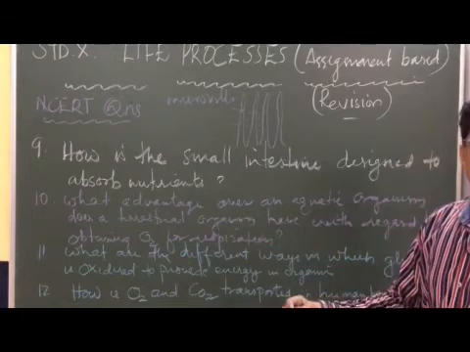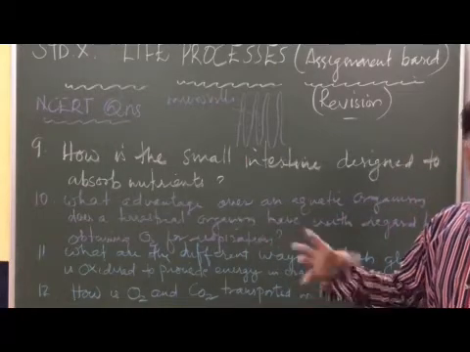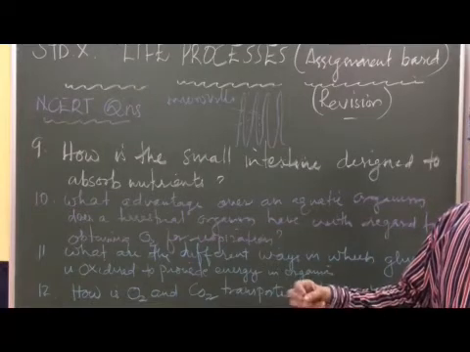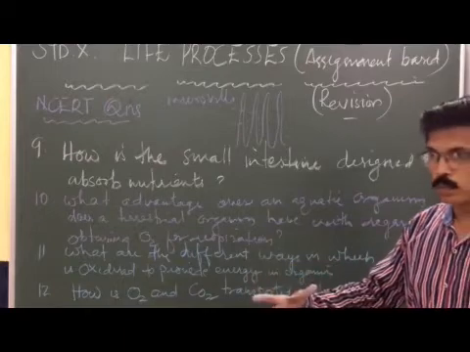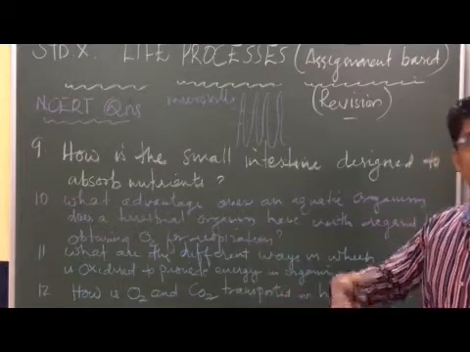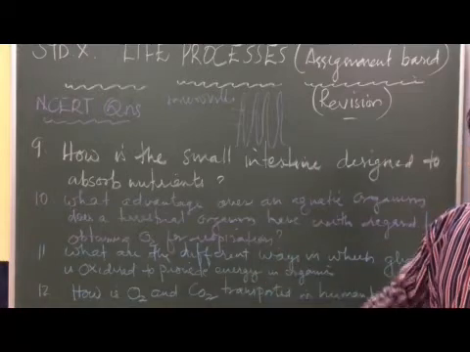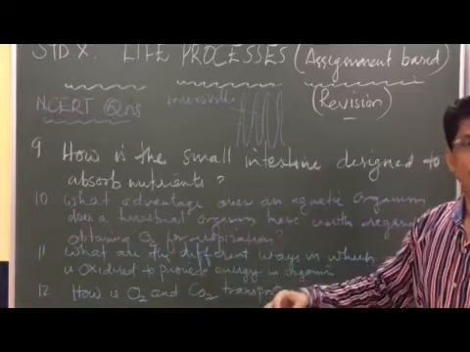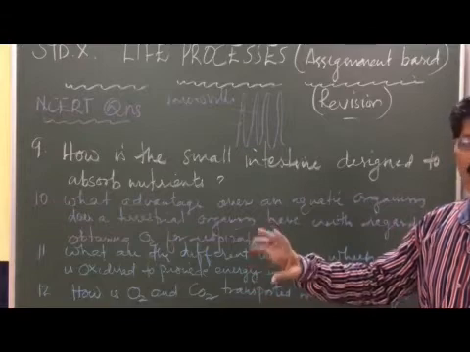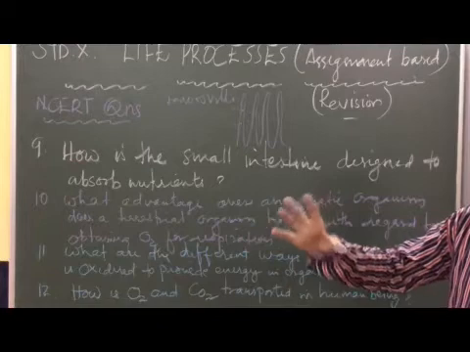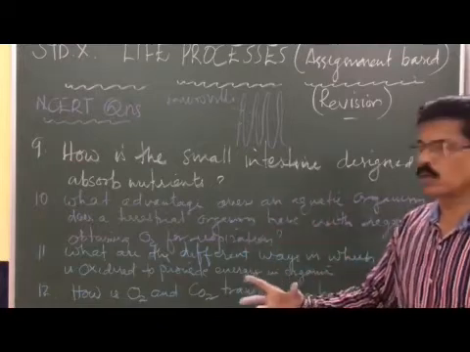Then anaerobic respiration in bacteria and in muscle cells, you can see. During anaerobic respiration, the glucose is converted to pyruvic acid, then pyruvic acid to lactic acid and energy. So pyruvic acid is converted to lactic acid and energy, and in yeast, the pyruvic acid is converted to ethyl alcohol.